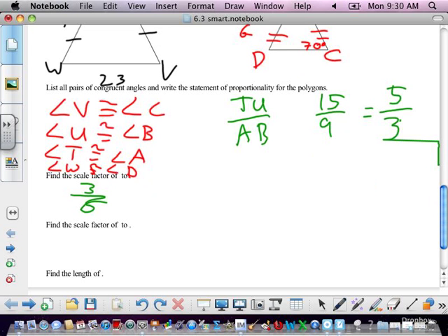Now if I'm going from the little one to the big one, what would I do? 3 over 5. That's my scale factor. I times it by 3, divide by 5. Oops, this is in the wrong order. This would be 5 over 3 because I'm going from the little one to the big one. This is from the big one to the little one.